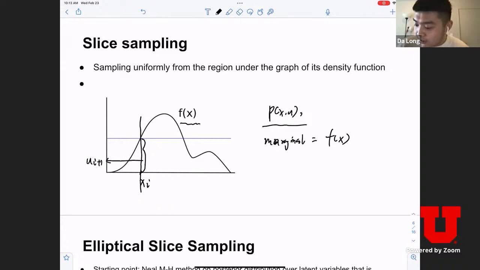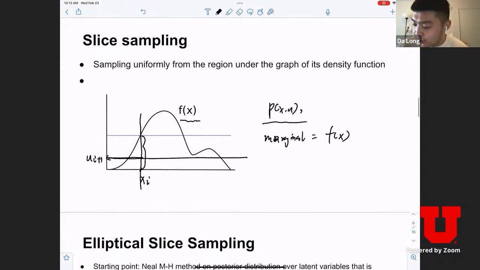u_{i+1}. And then you go through u_{i+1} and make a slice. And then the valid sampling region for x_{i+1} is this region. And you sample from here. So that's the sampling procedure. And you do the sampling repeatedly and you get the samples.